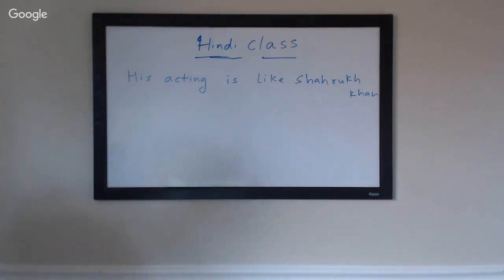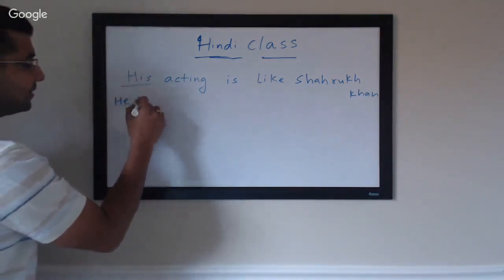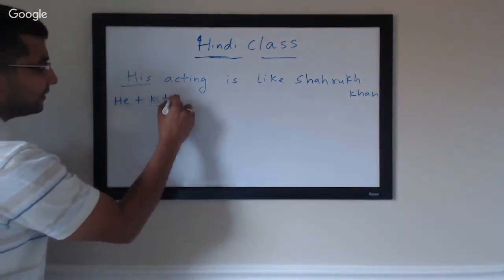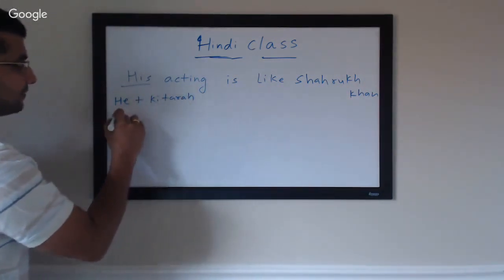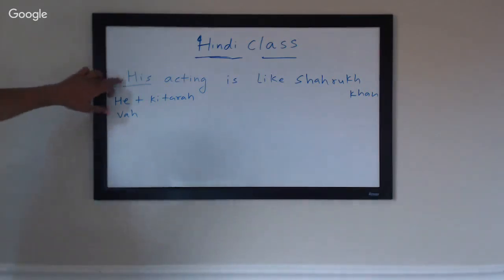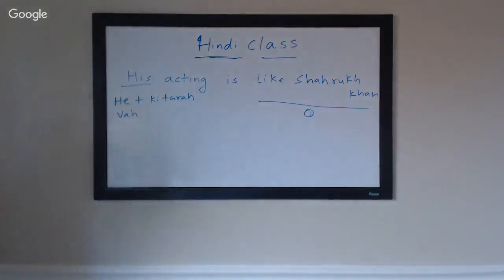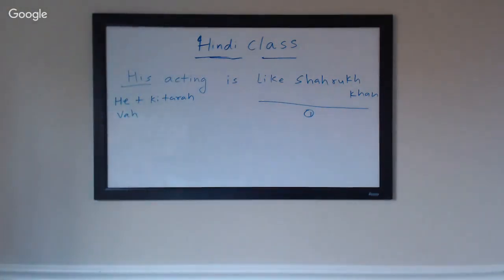But just for the sake of these exercises, his acting is like Shah Rukh Khan. So his is think about someone, right? For the sake of example, you can say he, and then की तरह है. So he is वह. I'm not going to give you any further hint. So take your time and try to translate this sentence into Hindi. First, try with this one, like Shah Rukh Khan, and then the rest of the sentence should be simple for you.